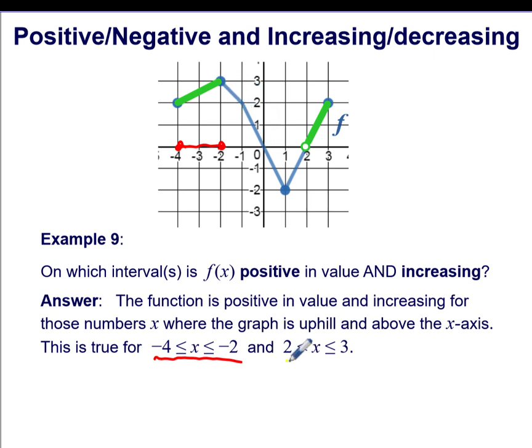The second portion is x is between 2 and 3, including 3. So the x values would be right here. That would be the domain. And the reason why 2 is an open circle is because when x is equal to 2, the function is 0. It's on the x-axis. 0 is neutral. It's not positive or negative, so we're not including it. It's just an endpoint. But you'll notice that this portion of the function is highlighted in green because not only is it positive, but it's also increasing.